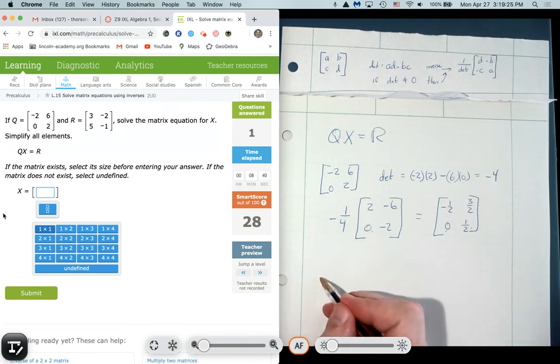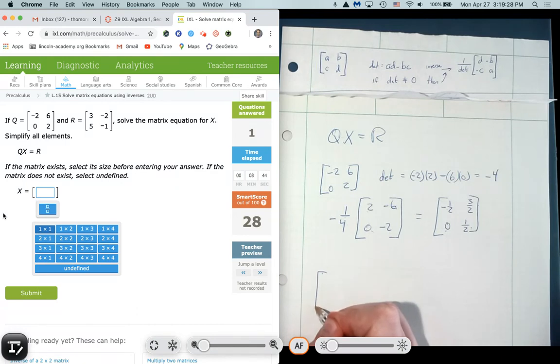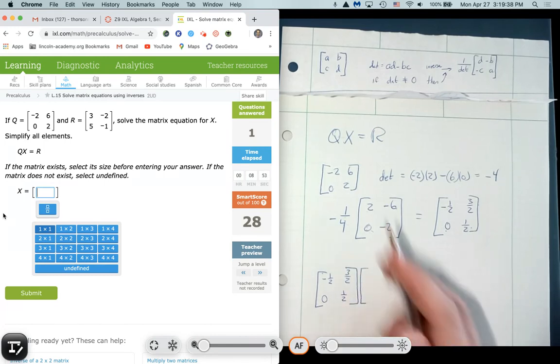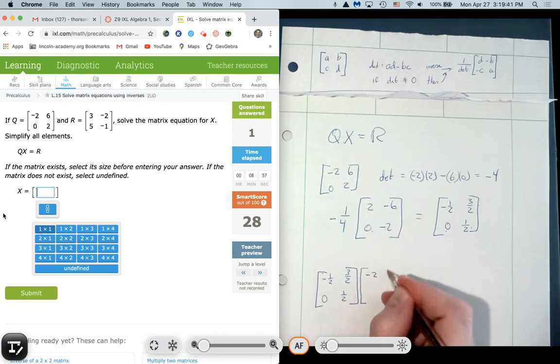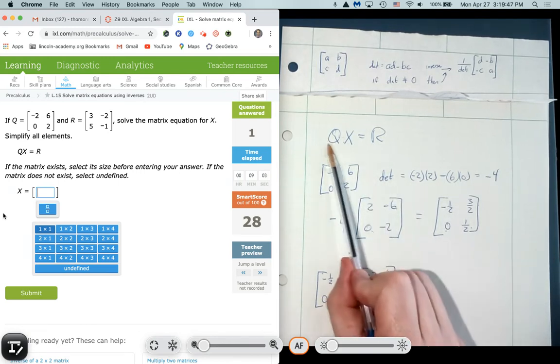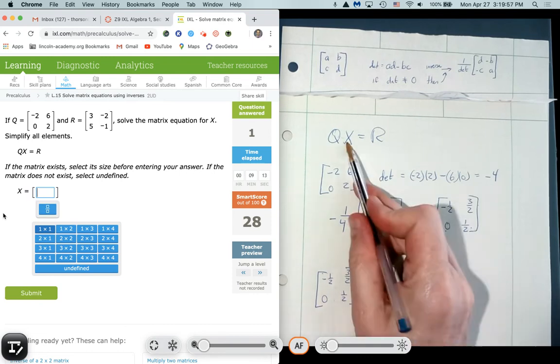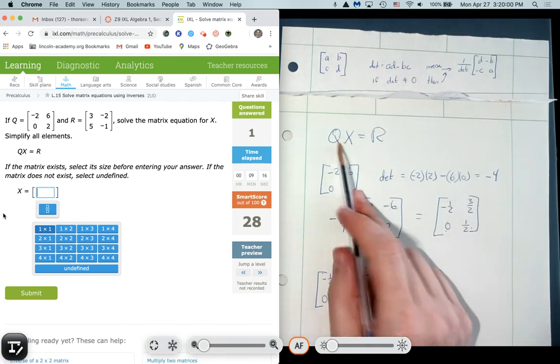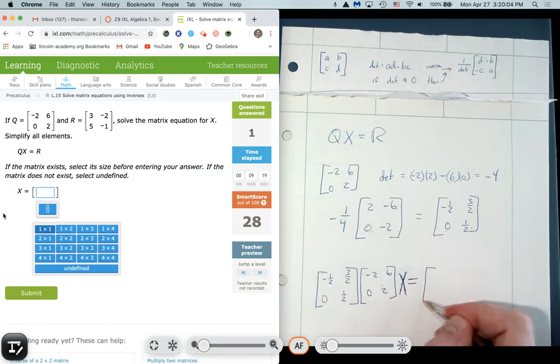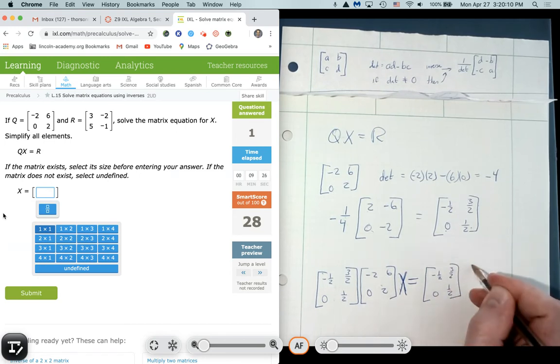So I'm going to go negative 1/2, 3/2, 0, 1/2, times my Q matrix, which is negative 2, 6, 0, 2, equals, now I put my inverse matrix in front of Q, so I'm going to put my inverse times x, don't forget there was an x there, that's our inverse, that's Q, that's x, equals, now since I put my inverse in front of Q, I'm going to put my inverse in front of R, so I'm going to do the negative 1/2, the 3/2, the 0, the 1/2, and I'm going to times that by my R.